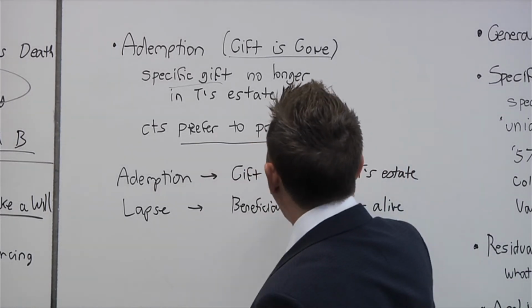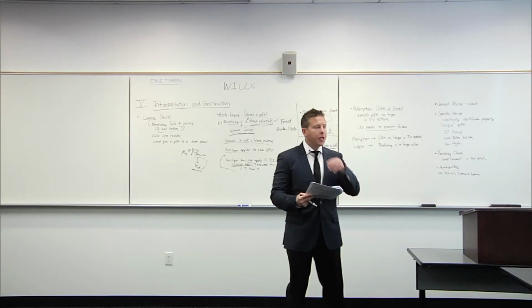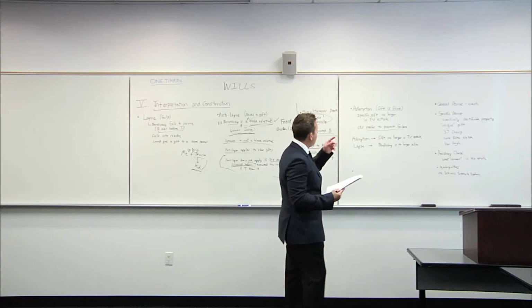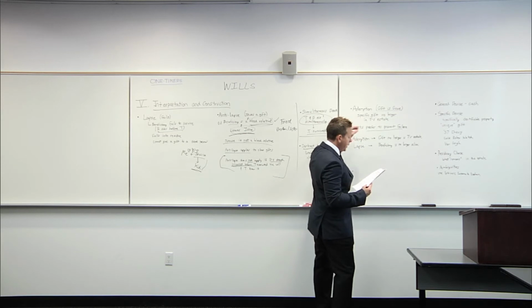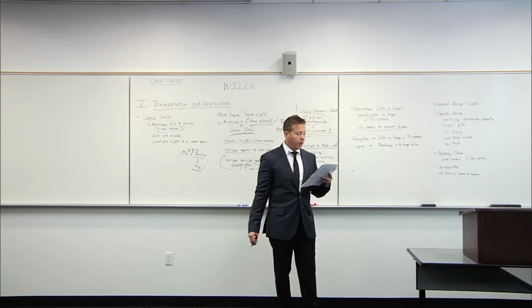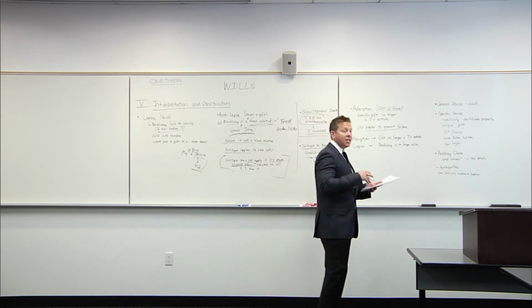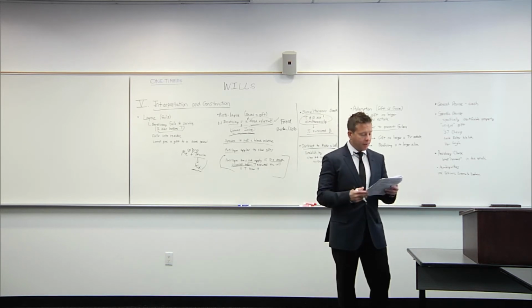Now, courts prefer an interpretation that prevents forfeiture or failure of a gift. So, for example, what ademption is going to mean is, the testator executed a valid will. The will said, I give my stock, my specific type, actually that's not even a great example.